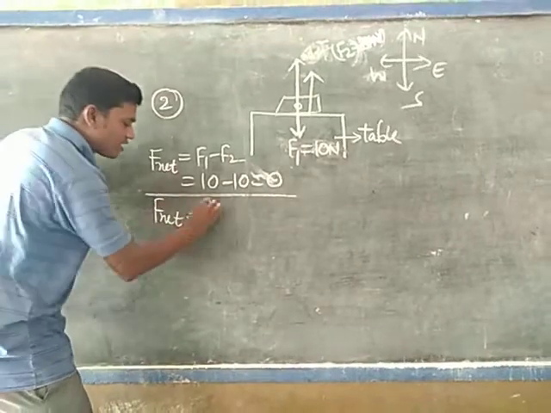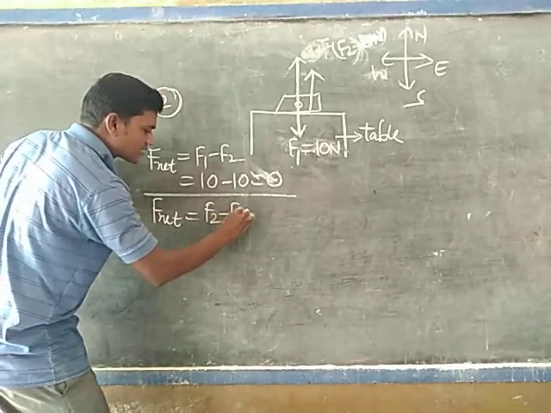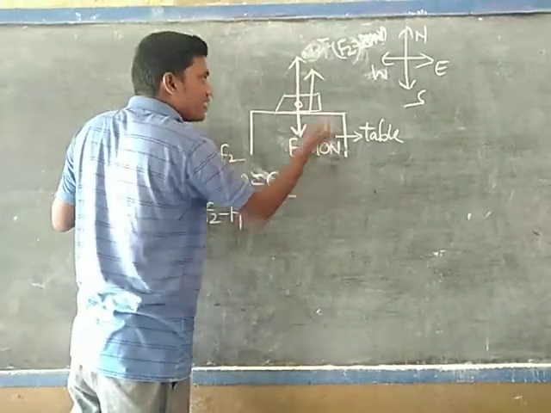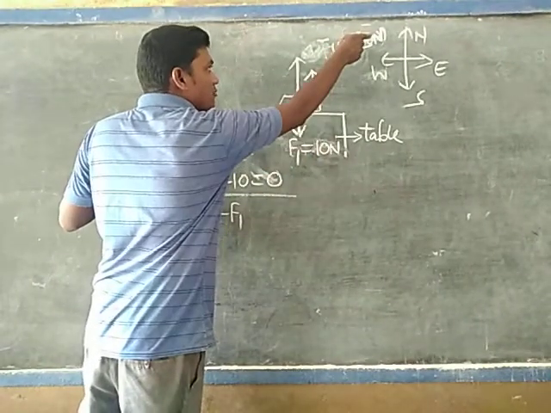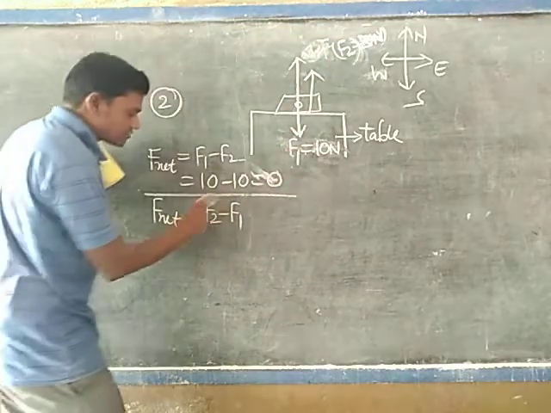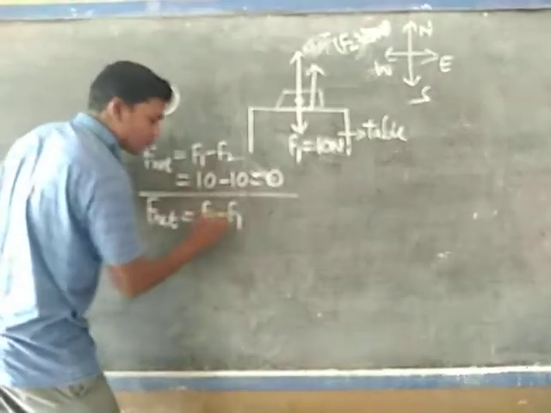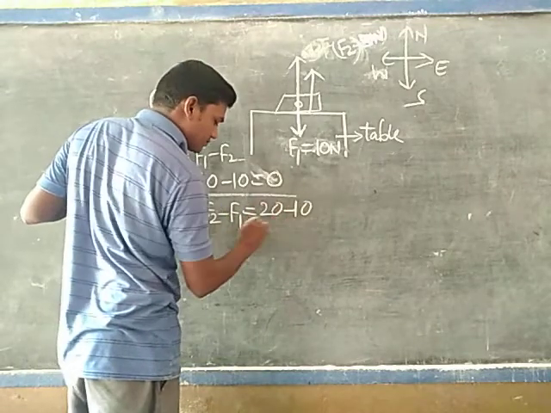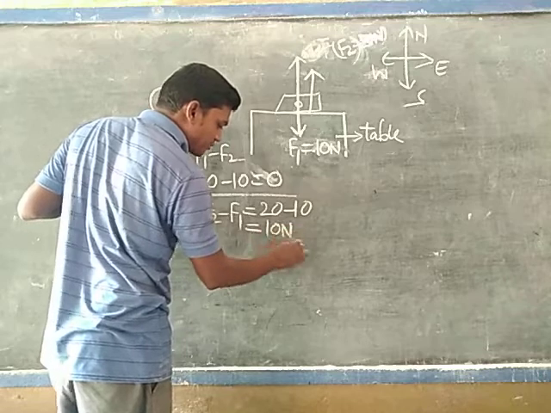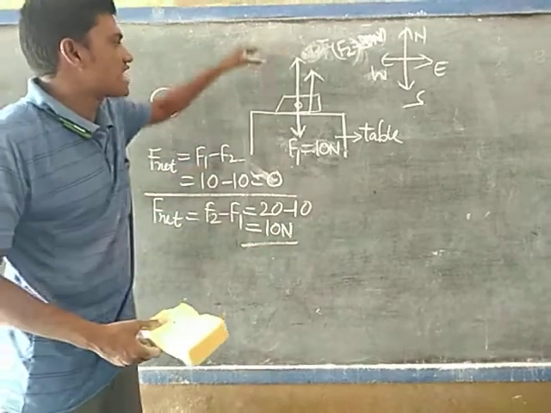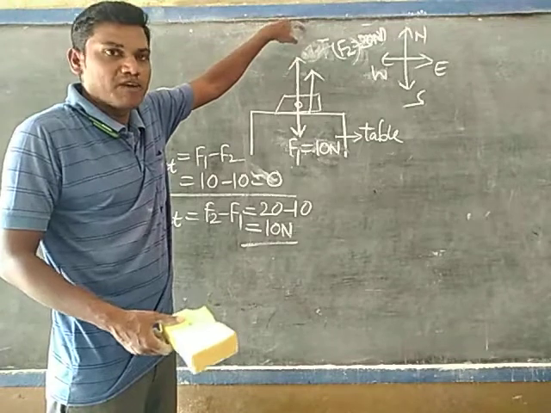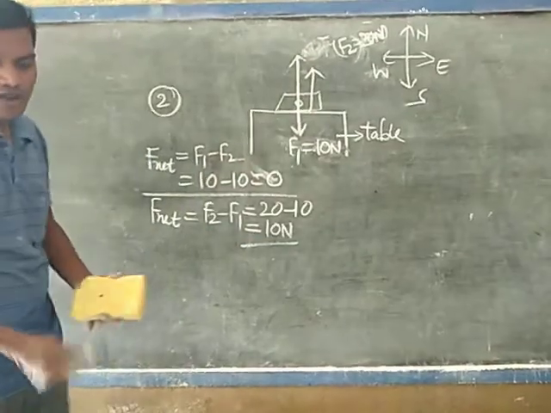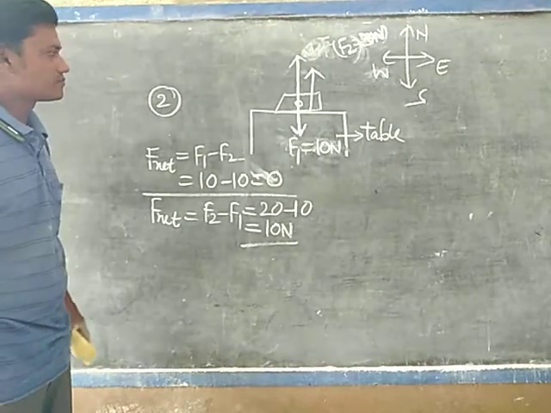That's why F2 minus F1. Here, according to the diagram, F1 is given as 10, F2 is given as 20. F2 magnitude is more than F1. Thus we can write F2 minus F1. What is the F2 value? 20. What is the F1 value? 10. That is equal to 10 Newton. Means 10 Newton more force is acting on the brick vertically upward. That's why the brick can easily move vertically upward during the lifting.